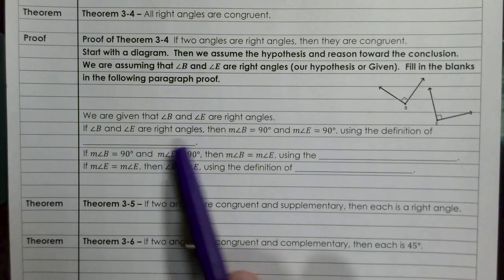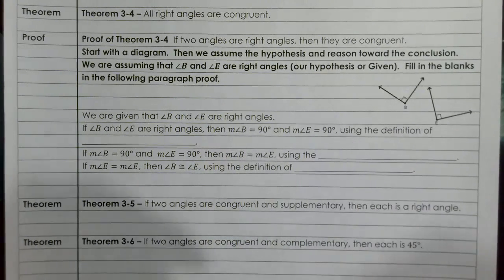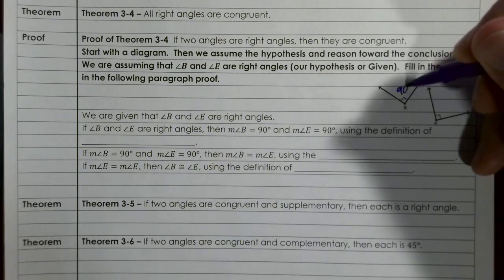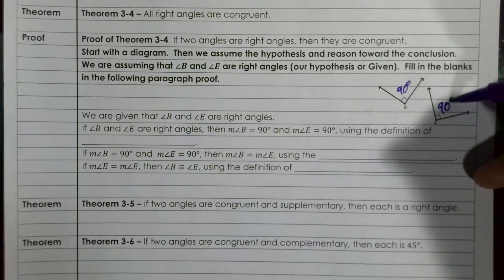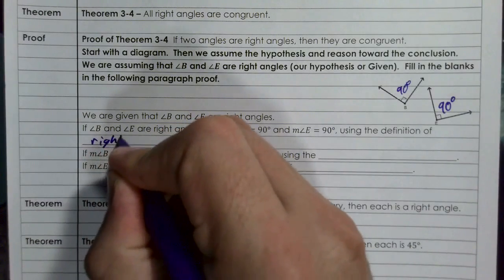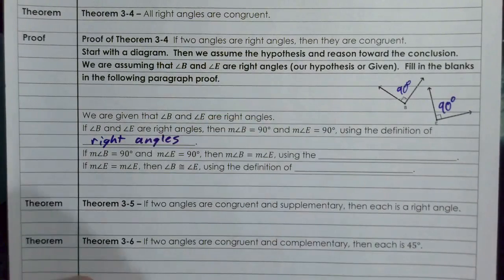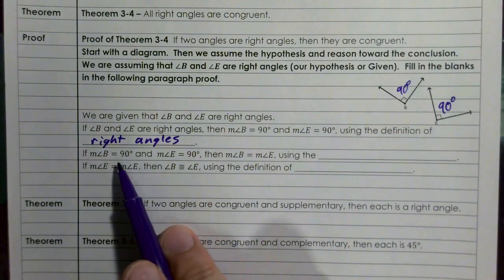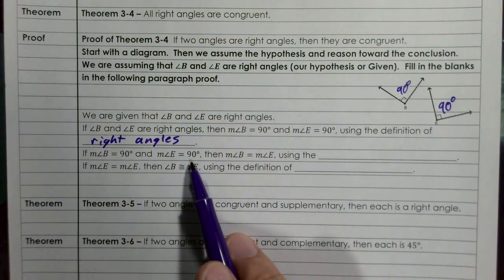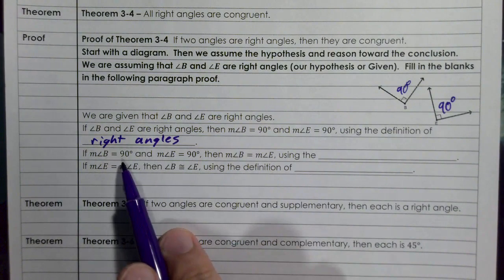So if B and E are right angles, then the measure of angle B is 90 degrees, and the measure of angle E is also 90 degrees. We know these are both 90, using the definition of right angles, because we've just been talking about right angles. So if the measure of angle B and the measure of angle E both equal 90, they both are equal to each other. So this is again using that substitution or transitive property.